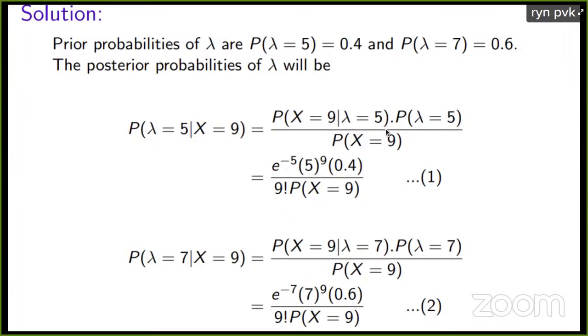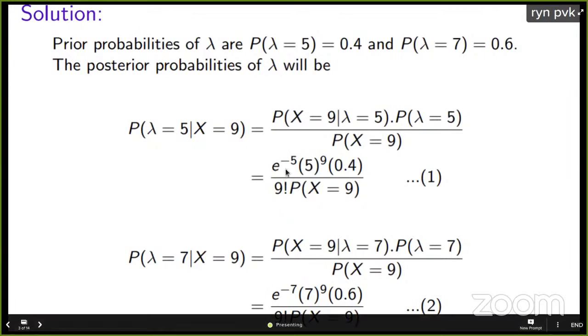e to the power minus lambda, lambda to the power x, divided by x factorial. And x is here 9, correct? And lambda is equal to 5. So by plugging in all those values, we'll get e to the power minus 5, lambda to the power x, so 5 to the power 9 divided by 9 factorial. These three terms here into 0.4, which is provided that lambda equal to 5, right?